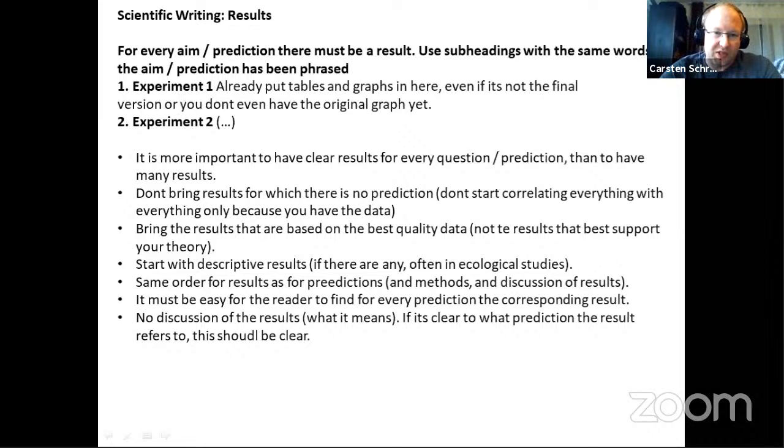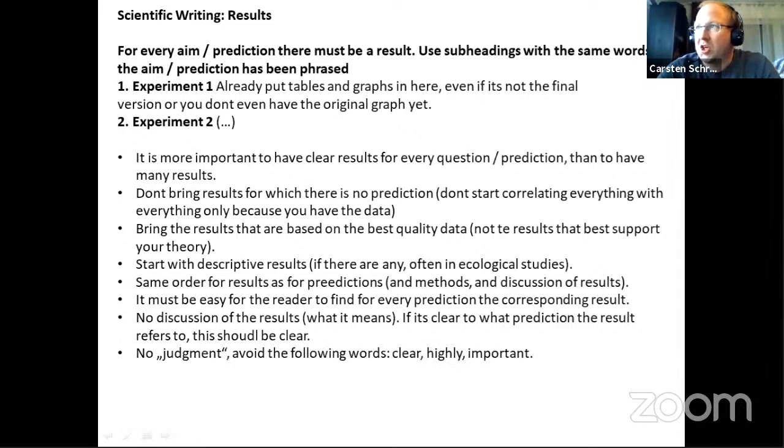Important, in the results there should be no discussion. You should not say what it means. It should be clear from the predictions you had that this result goes to this prediction, and then the meaning should be clear to the reader and not something that you have to say. Don't discuss the meaning of your results. For this, you obviously have the next section, the discussion section.